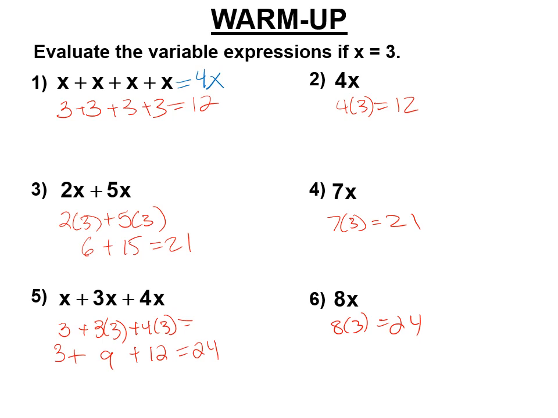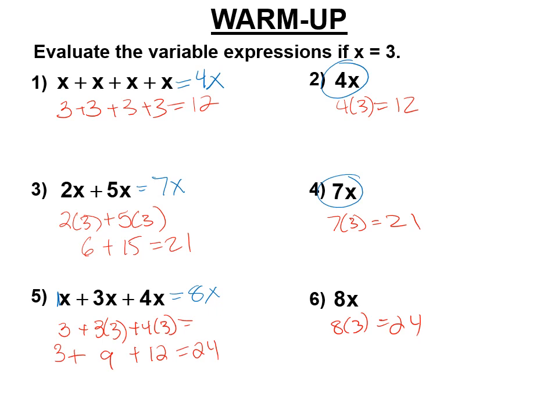2x plus 5x, if you have 2 bananas plus 5 bananas, you have 7 bananas. So if you have 2 x's plus 5 x's, you have 7x. Same thing as that over there. The x is 1x, so 1x plus 3x plus 4x, 1 plus 3 is 4, plus 4 more is 8x.